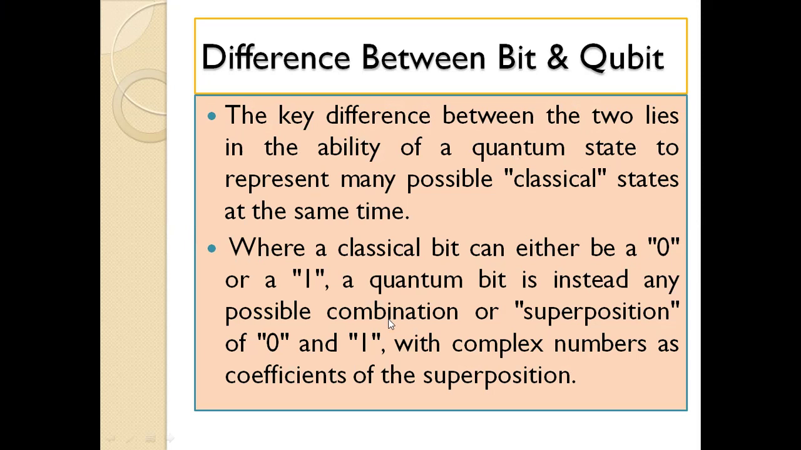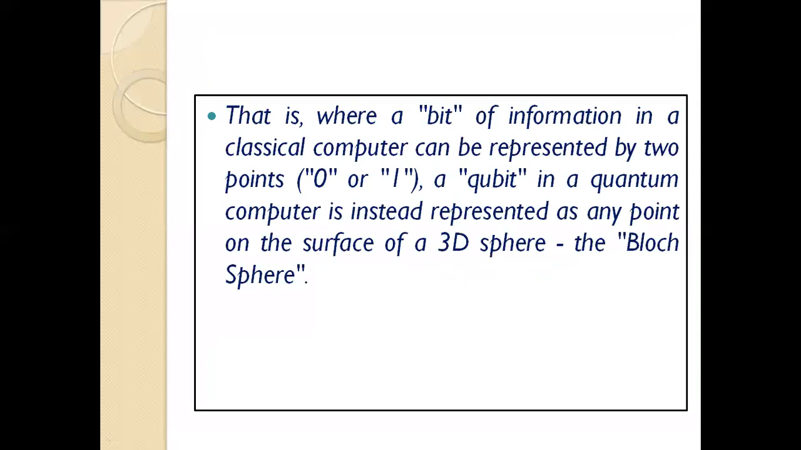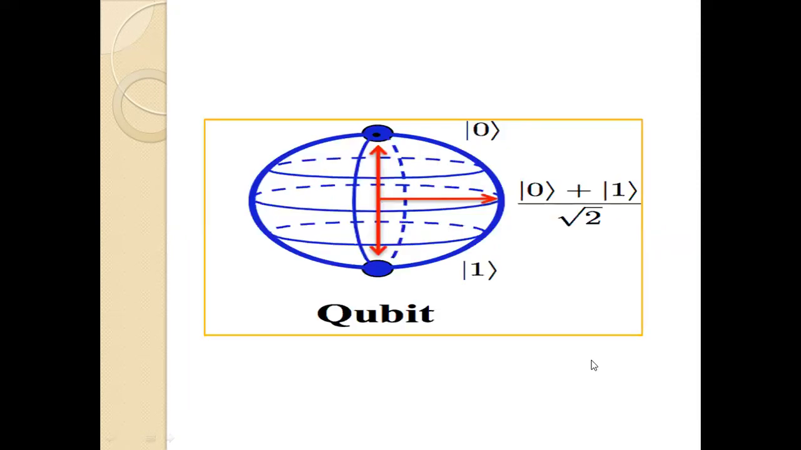Now, a classical bit can either be 0 or 1. It cannot be a combination of the two. But a quantum bit is any possible combination or superposition of 0 and 1 with complex numbers as coefficients of the superposition. That is, where a bit of information in a classical computer can be represented by either 0 or 1, a qubit in a quantum computer is instead represented as any point on the surface of a 3D sphere known as the Bloch sphere. This is the Bloch sphere I'm talking about, right?